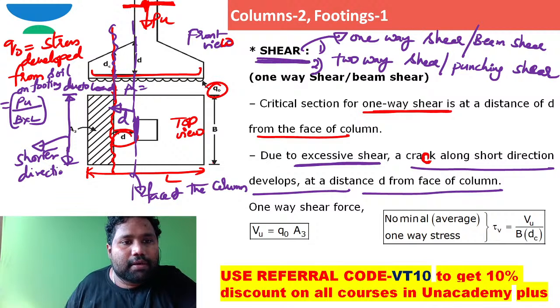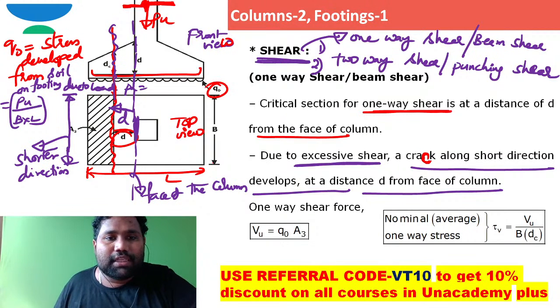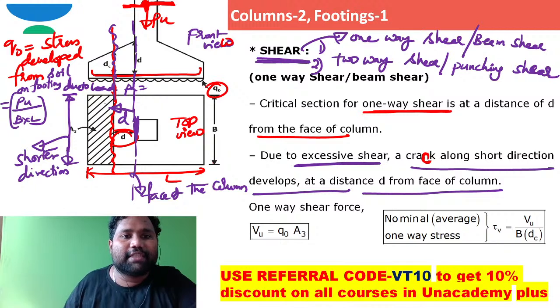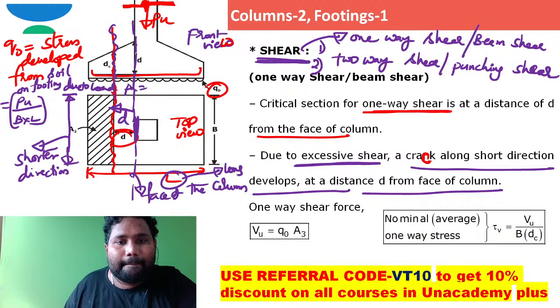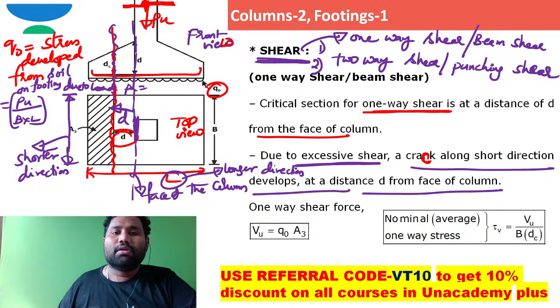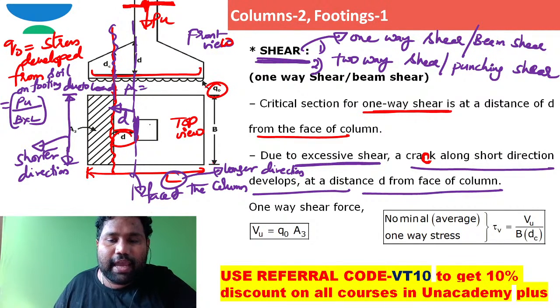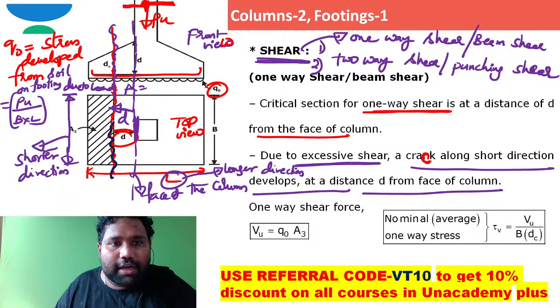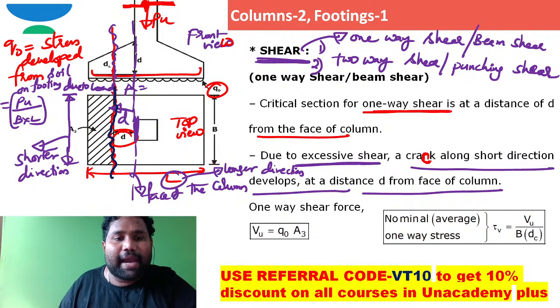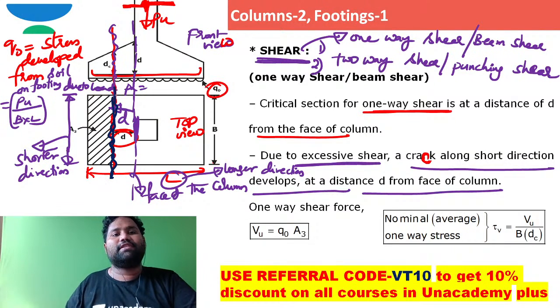The shear failure is happening along the shorter direction, but not along the longer direction. What does this mean? Let me show you. Due to this excessive shear, a crack along the short direction will develop, at a distance of d from the face of the column.